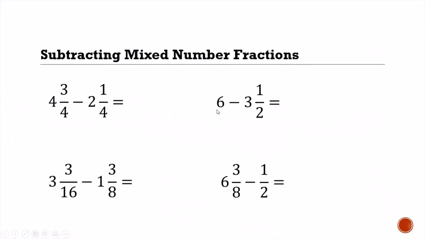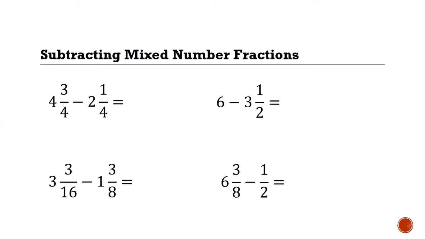So our next question, we're going to look at subtracting mixed number fractions, and we're going to use exactly the same process. So the first thing we're going to do is find our common denominator. So for 4 3/4 minus 2 1/4, we already have a common denominator. So we're going to subtract. I like to subtract the fraction. Then we're going to subtract our whole number.